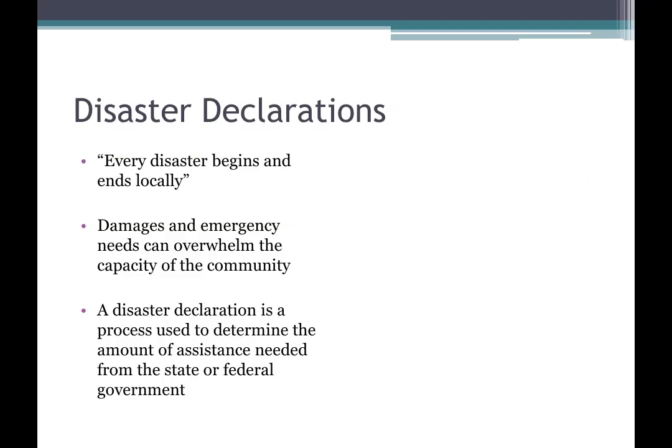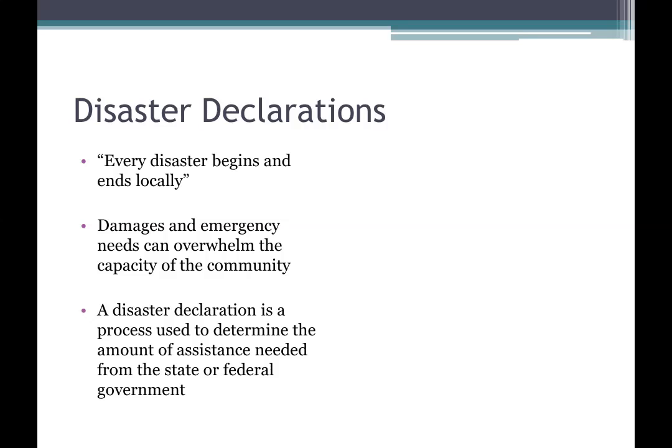Now, there's a common saying in the disaster field that every disaster begins and ends locally, which means that recovery from a disaster is going to begin locally, and it's going to finally come full circle and end locally. So each community is ultimately responsible for its own recovery. However, when damage and emergency response overwhelm the capacity of that local community, help can be asked for from first the state and then the federal government. And a disaster declaration is the process used to determine the amount of assistance needed from the state or federal government.